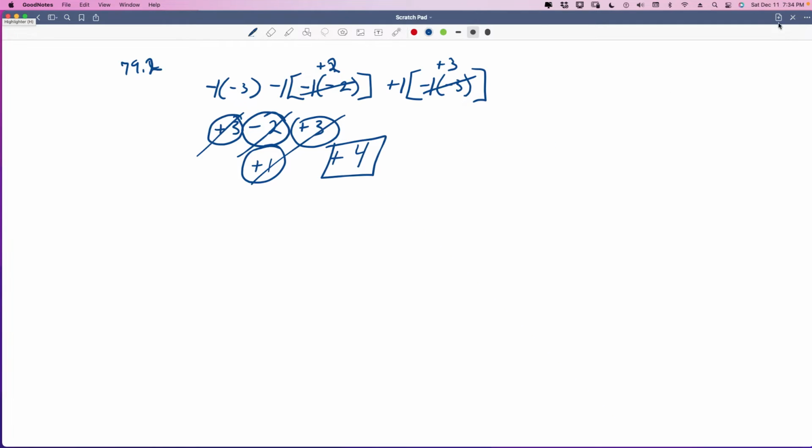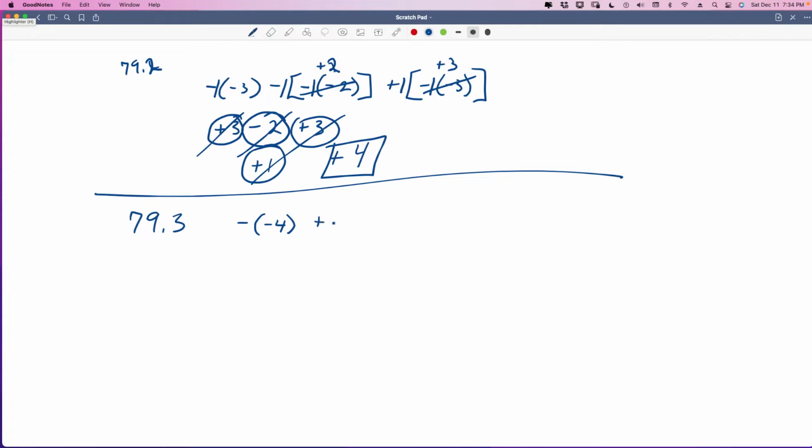Let's try another one. Let's just go ahead and do it on the same page. 79.3. I'm going to draw a line here. We have this right here. So what I'd like for you to do is pause the video and see if you can work this problem yourself and come up with the right answer. So go ahead and pause, work this problem, and then press play and see if you get the answer that I get.